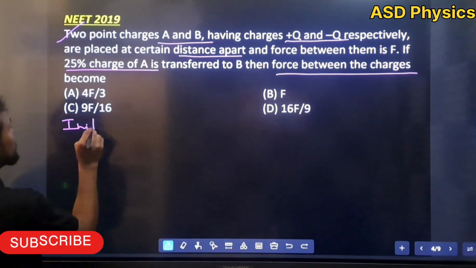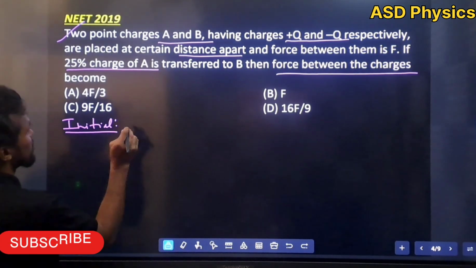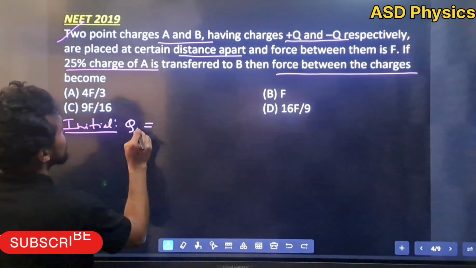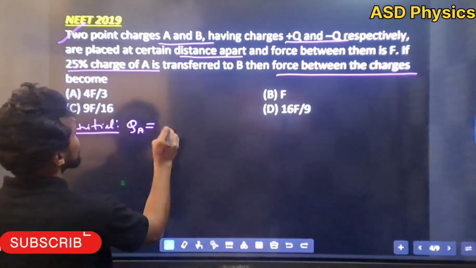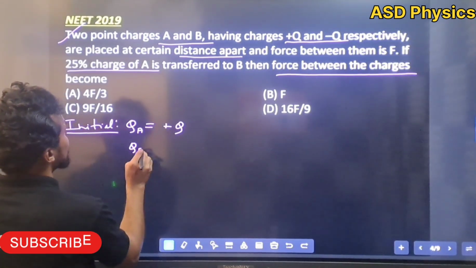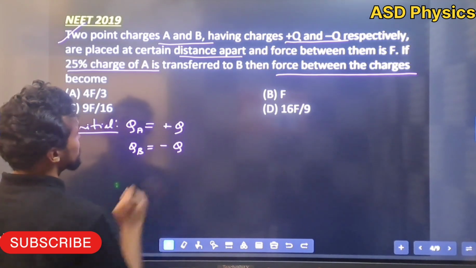First I will write the initial condition. What is the initial condition? The initial charge on body A, how much is given? Plus Q. Similarly, the initial charge on body B, how much is given? Minus Q.